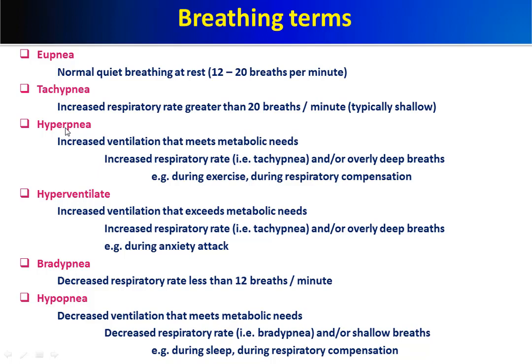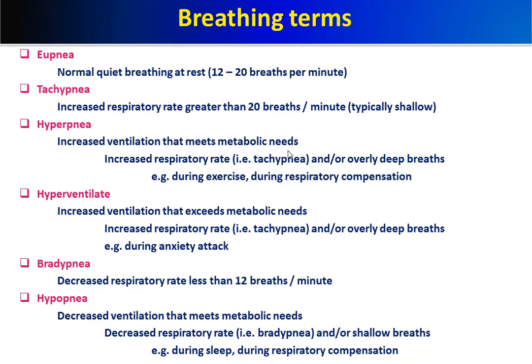Hyperpnea: hyper means increased, but in this case what is increased is the ventilation in order to meet the metabolic requirements of the body. So ventilation is increased in hyperpnea to satisfy the metabolic needs of the body, because the body in some conditions needs more oxygen and generates more carbon dioxide. So in order to provide the body with more oxygen and to eliminate the more carbon dioxide which is generated, the body should have hyperpnea.